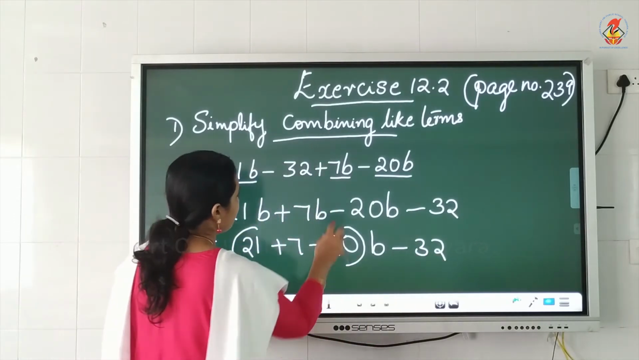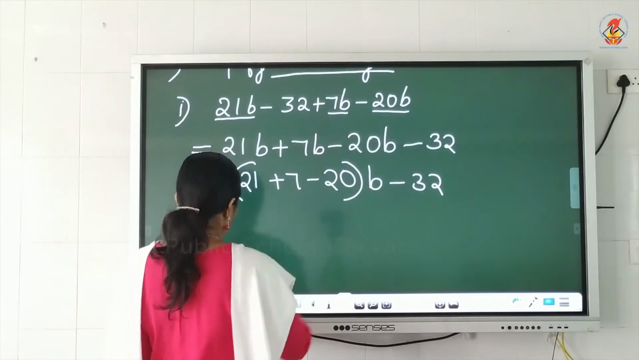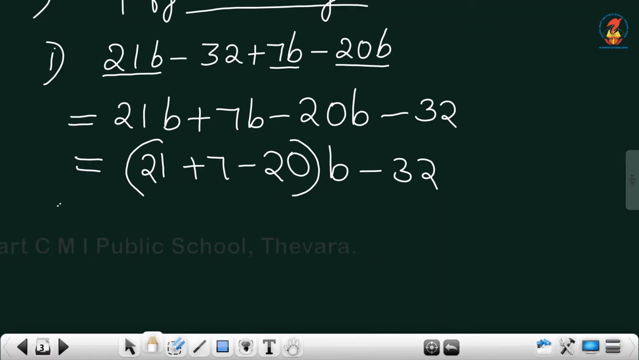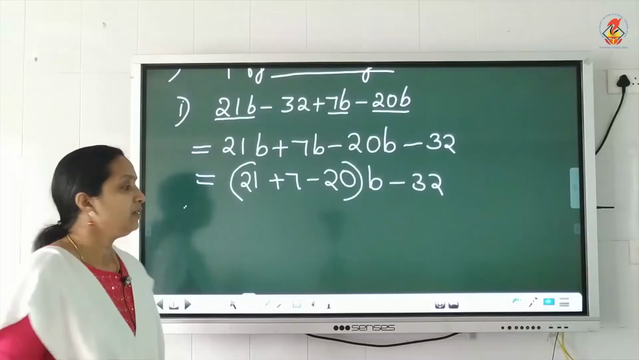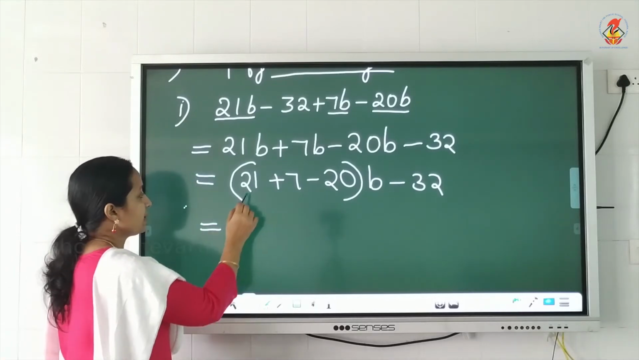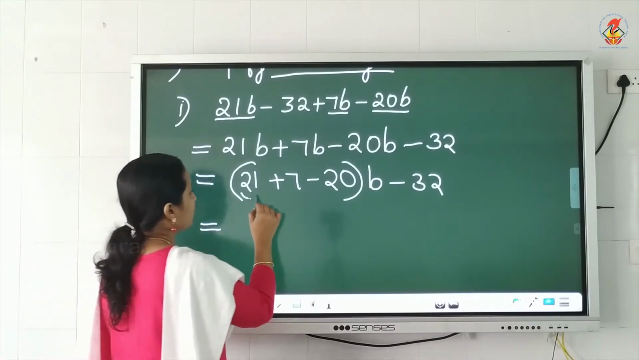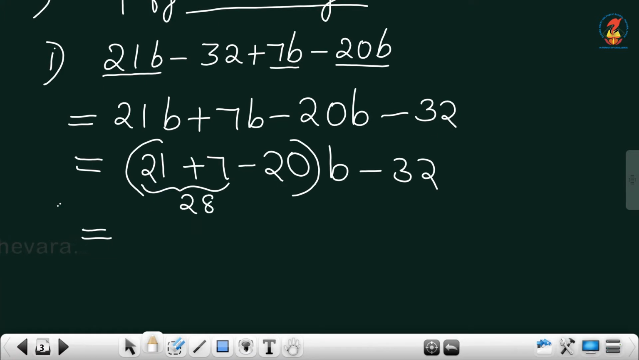Okay, then what is the next step? Just do the normal addition and subtraction. 21 plus 7, what is the answer? 28. 21 plus 7 is 28. 28 minus 20, what is the answer? 28 minus 20 is 8. And what is the variable here? 8b. Then the remaining term stays the same: 8b minus 32. What is the answer of this question?